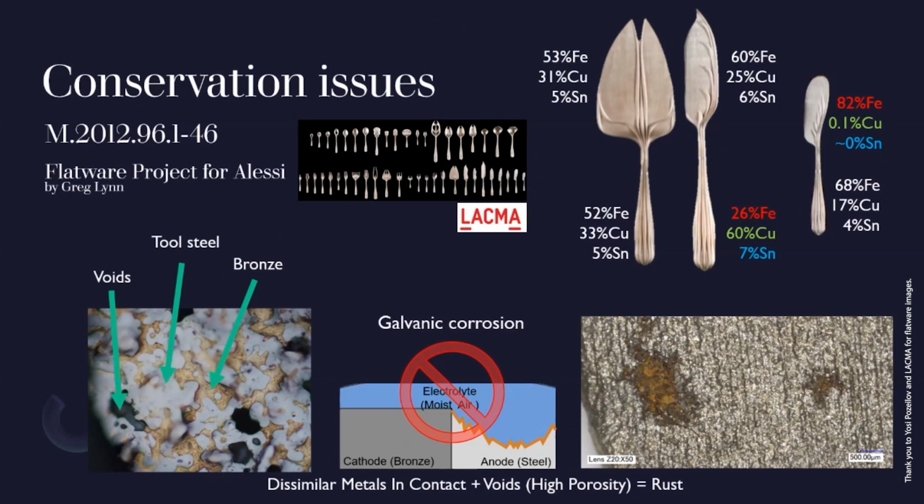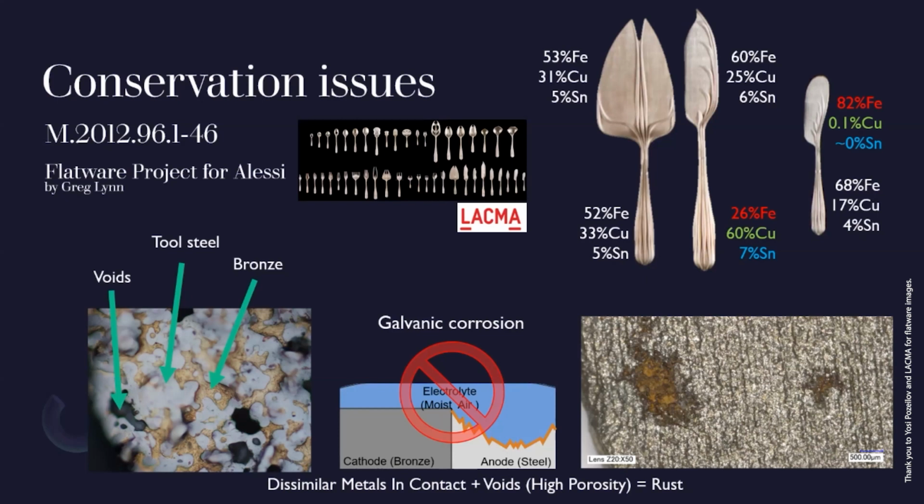The steel and bronze, in intimate contact with one another, can lead to galvanic corrosion, especially under high humidity or wet conditions. In this situation, the bronze acts as a cathode and the steel as an anode, which results in the steel corroding, sacrificing itself to protect the bronze. That is why rust was only found on the surface of these objects.